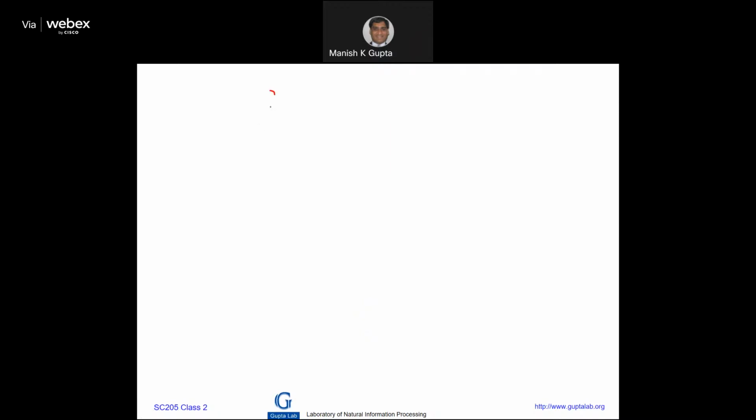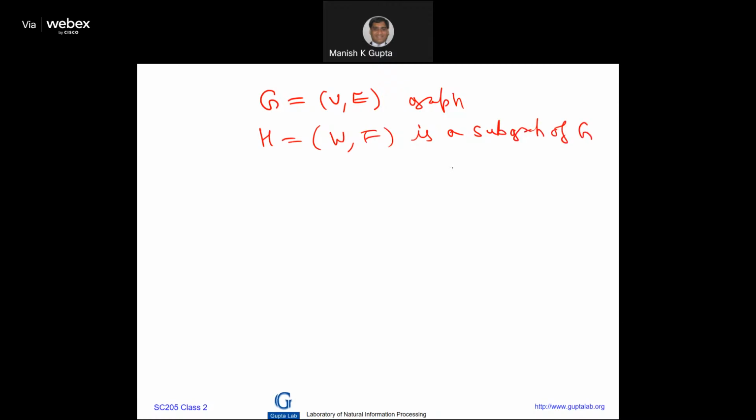Now take a graph G is equal to V comma E. So this graph has vertex set V and edge set E. I'm just taking H is equal to W comma F. This will be a subgraph of G if W is a subset of V and F is a subset of E.